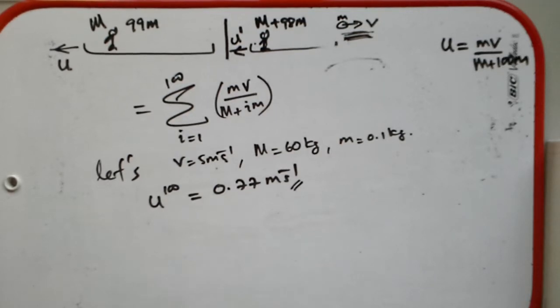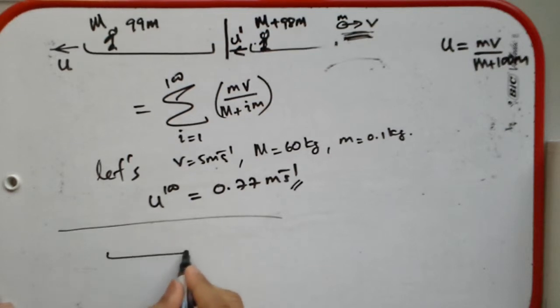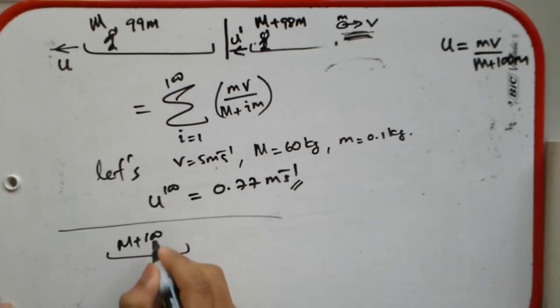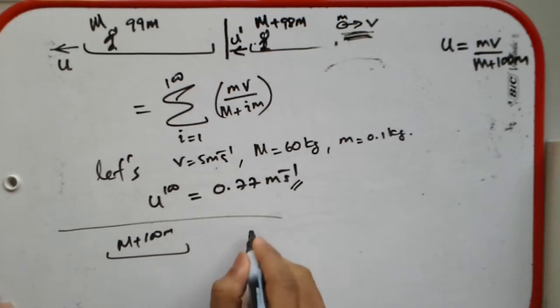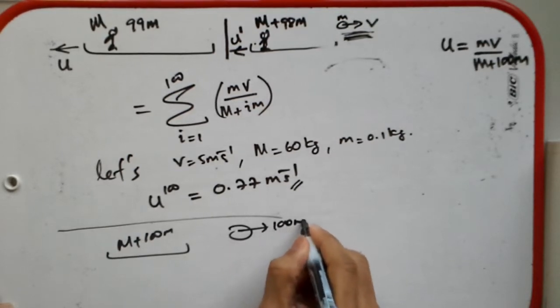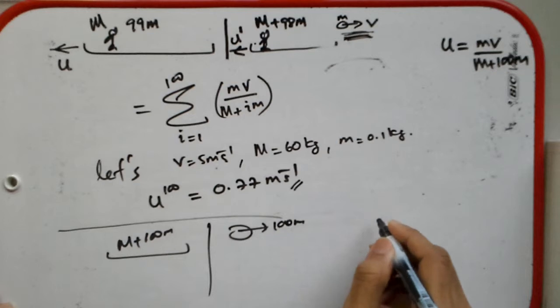And what about the previous case? Previously I said he's throwing all the 100 marbles at once. In that case, what would be his velocity? I hope you remember. His mass was M, and he has all 100 m's, and he was throwing all the 100 m's at once. So in this case, what would be his velocity?